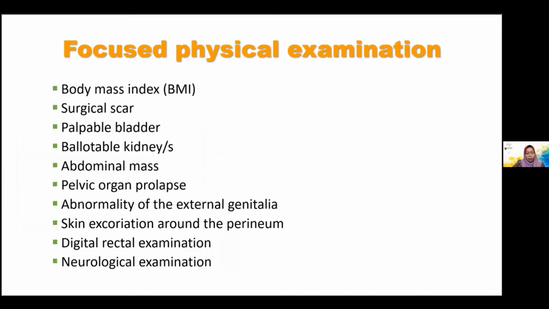Focused physical examination is very important. BMI, is the patient obese? Any surgical scar on the abdomen? Any palpable bladder, indicating that this might be an overflow incontinence? Ballotable kidneys, might have a mass there, or because of reflux, any abdominal mass causing compression, such as an ovarian tumor, for example. And it's also very important in elderly females, if there is any pelvic organ prolapse.